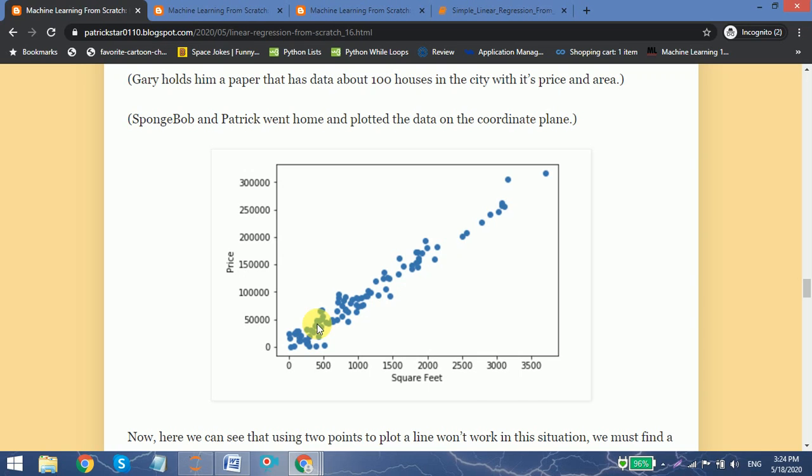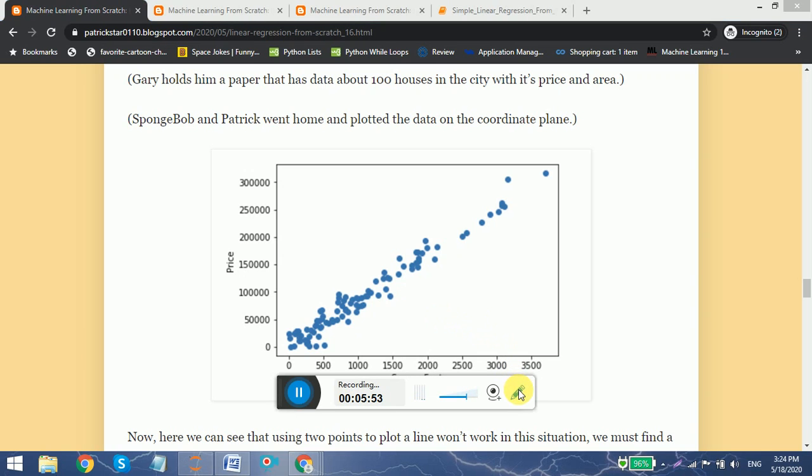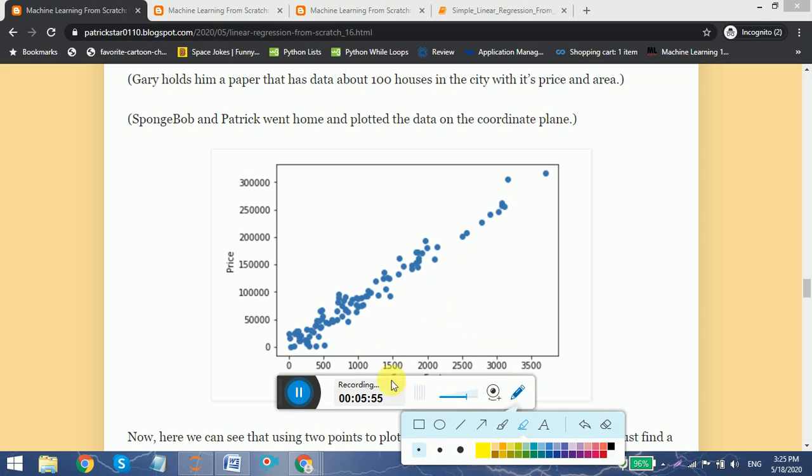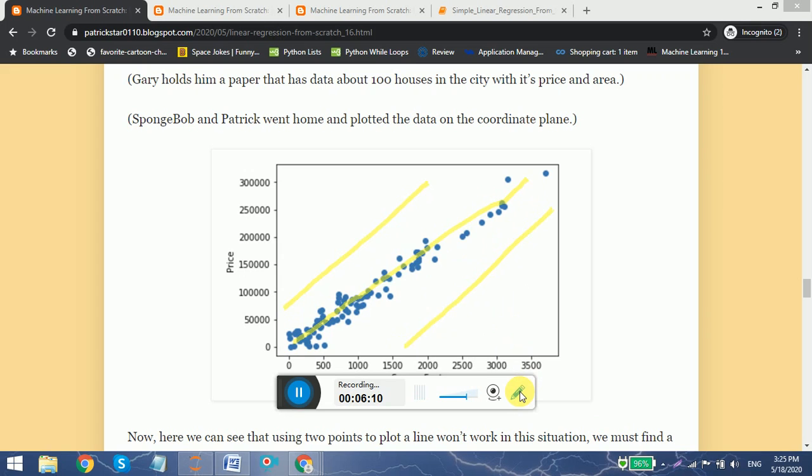Okay, here is a pen. Now here we can see that we can plot a line from here to here, right in the center of all these data points. Best fit means that we have to put our regression line. This line is called a regression line, which best fits our data set. So we have to find a line that best fits our data.